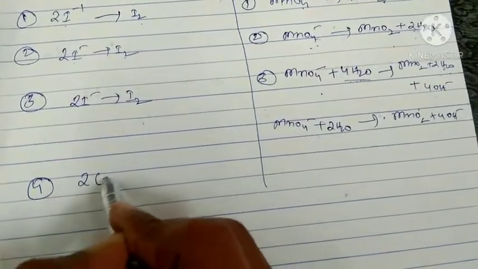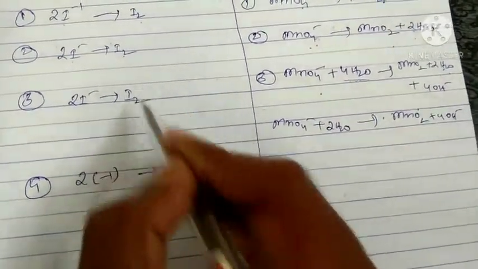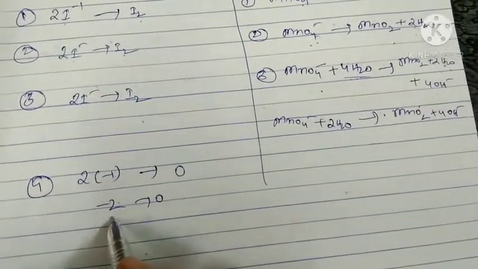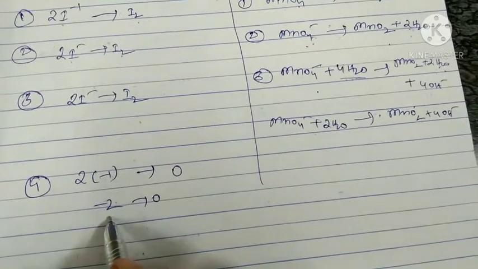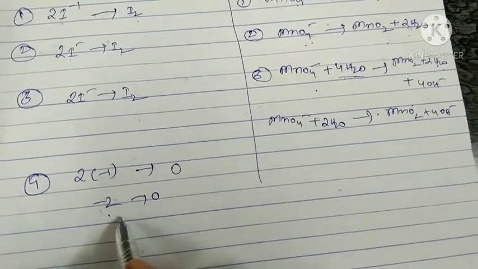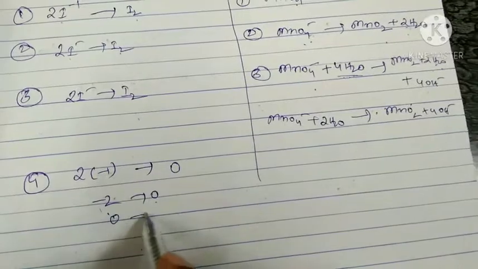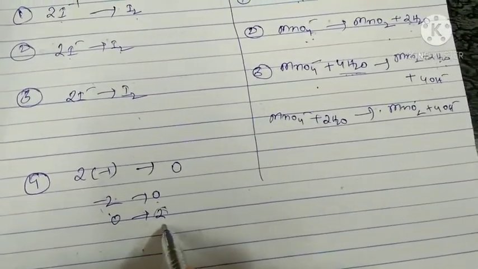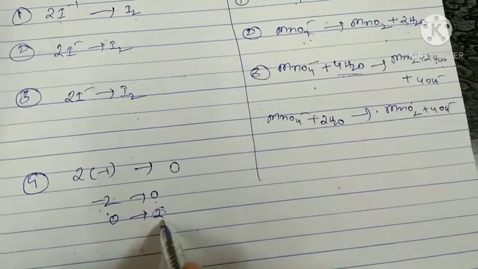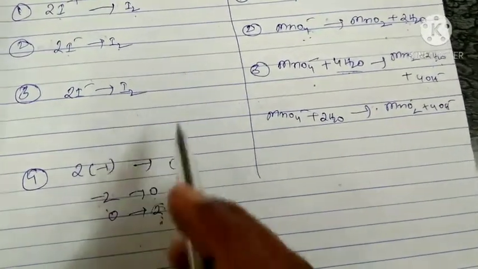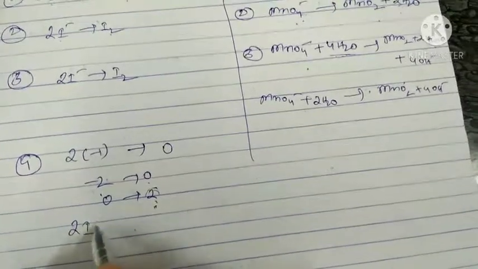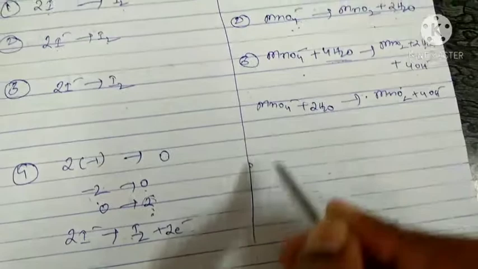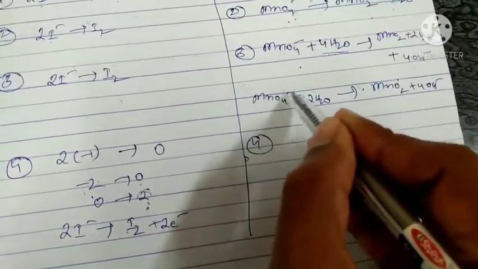2 into minus 1 on the left side gives rise to, here the charge is 0. That means minus 2 gives rise to 0. We should not get a negative sign, we should get a positive sign. Then this negative sign comes to the right side, then what happens? 0 gives rise to 2, that means we got a positive number on the right side. That means we have to add 2 electrons to this equation, then that equation becomes 2I⁻ gives rise to I₂ plus 2 electrons.